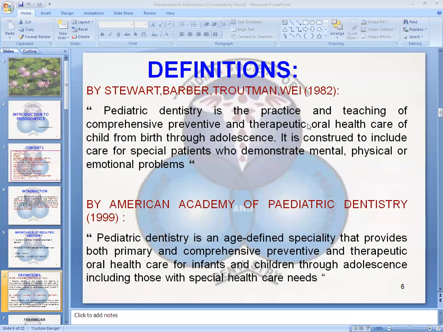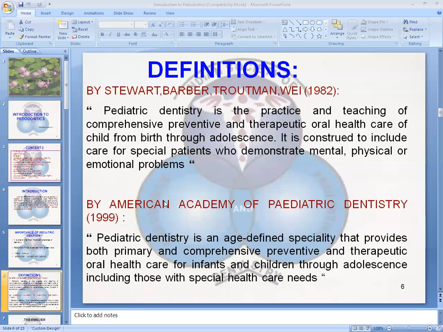So later on you don't need to do interceptive treatment. Now, it is constructed to include care of special patients who demonstrate mental, physical, or emotional problems. In pediatric dentistry, we take care of special patients also, like those who are mentally disabled, physically disabled, or having emotional problems. Like the cerebral palsy patient, autism, Down syndrome patients. All this is covered in pediatric dentistry: special patients, special children.